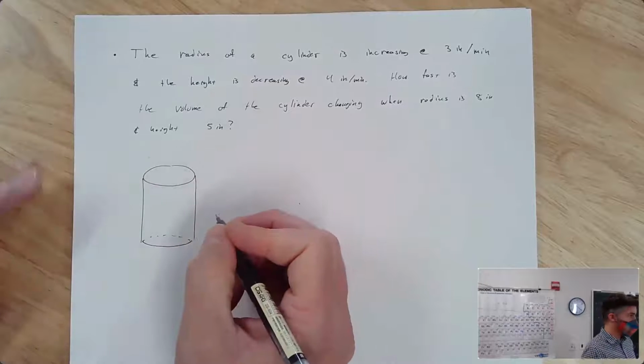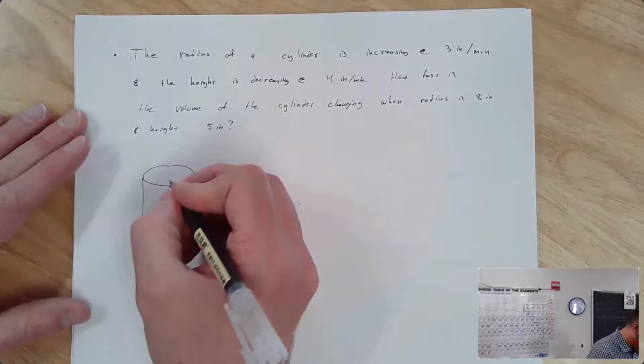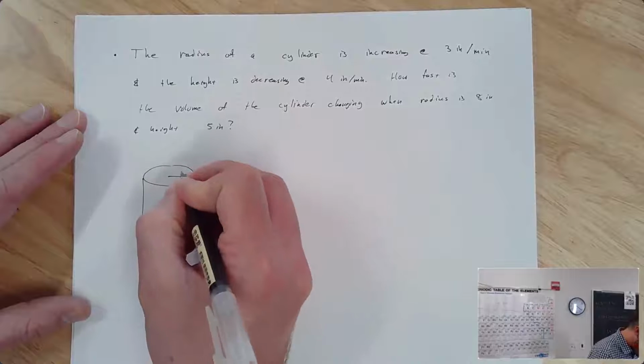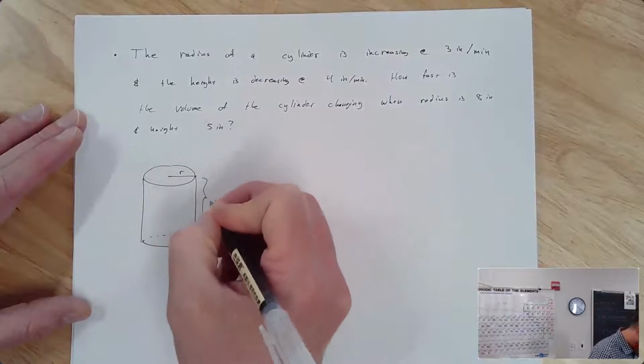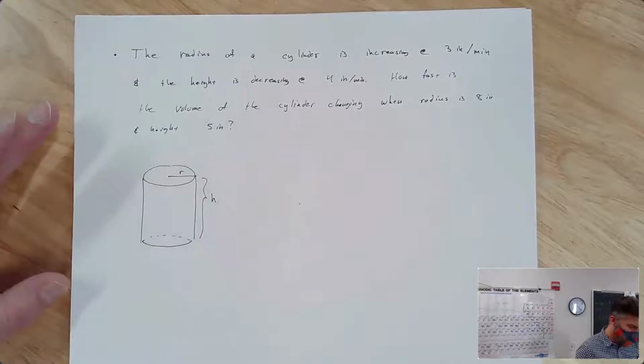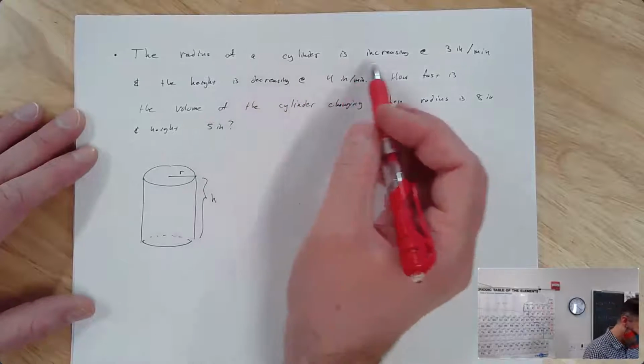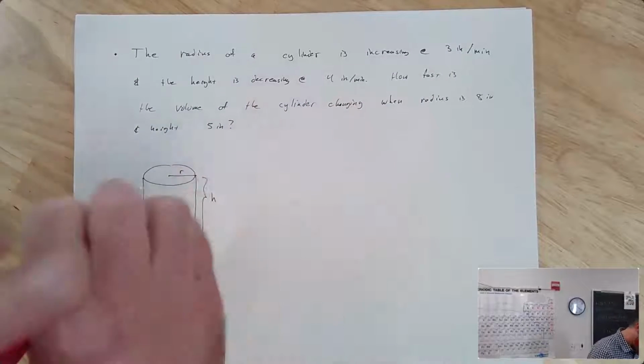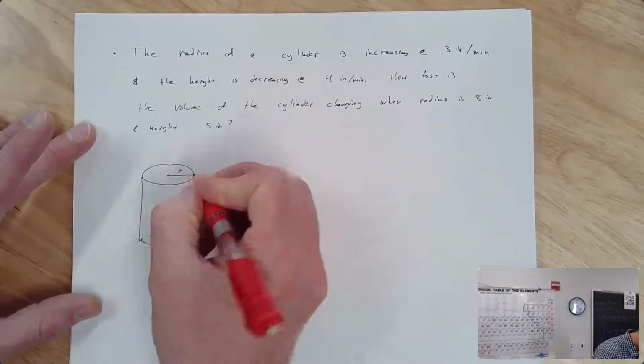And again, things are changing. I'm going to label them with variable names. So here's my radius, and here's my height. Not that we really need to, but you could indicate that the radius is getting bigger, so this thing is going to be moving out this way.